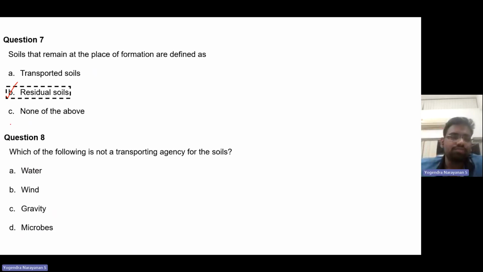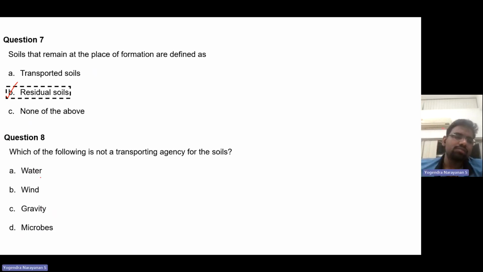Now, as we know, it is obvious that water and wind are transporting agents, and even gravity, for example, if suddenly a landslide occurs or due to natural slopes, a very minimal part of the soil gets transported. Rearrangement is not the right terminology. It is getting transported.